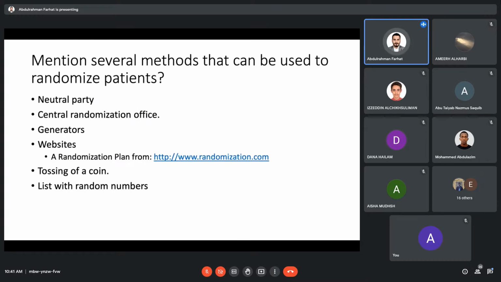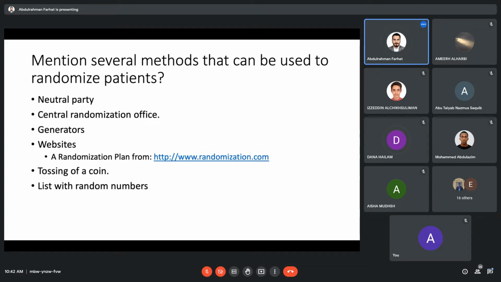Now, if you as a dean can read out the slide and just tell me what you understand from whatever is written there. It's different mechanisms by which I can do randomization. Okay. So, for example, one of the methods is that you go to a neutral party and ask them to randomly assign numbers into two groups. Another way is what we call a central randomization office. There is a central randomization office that can distribute the population into groups.